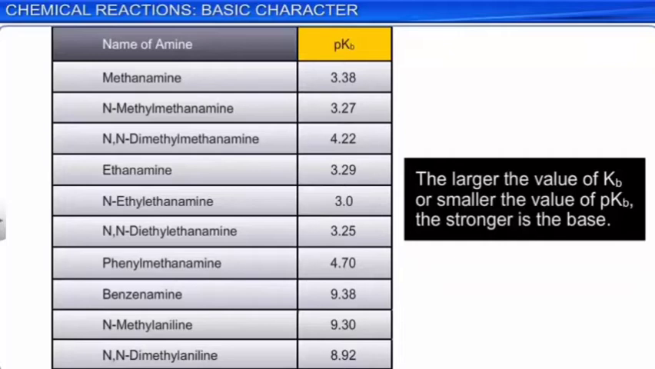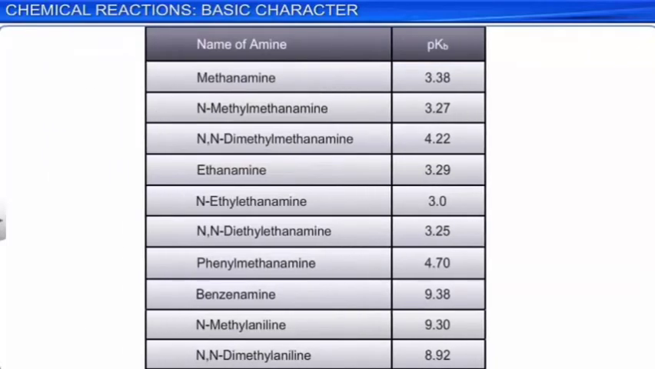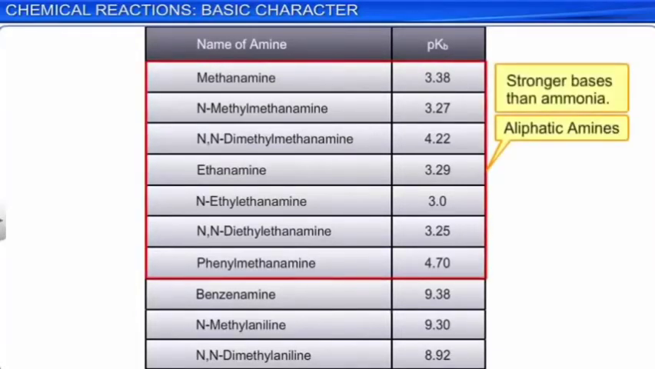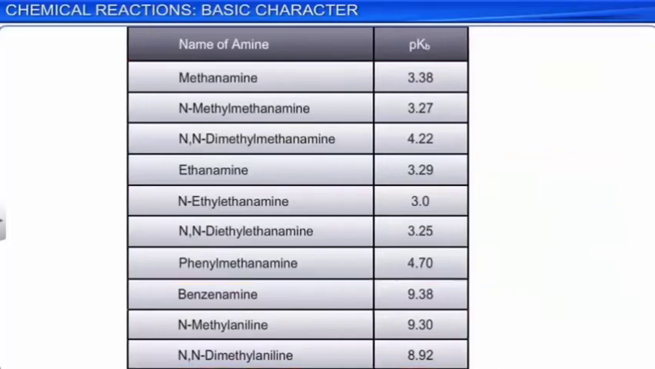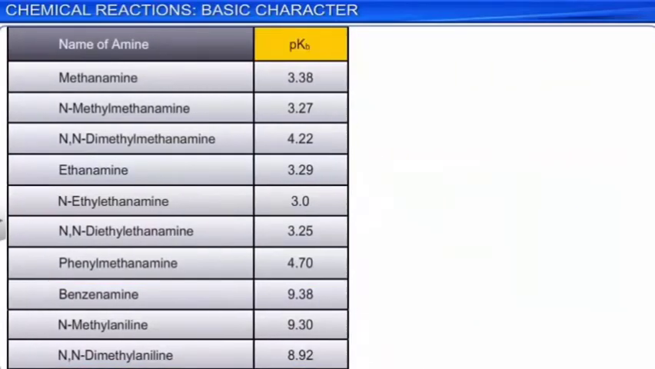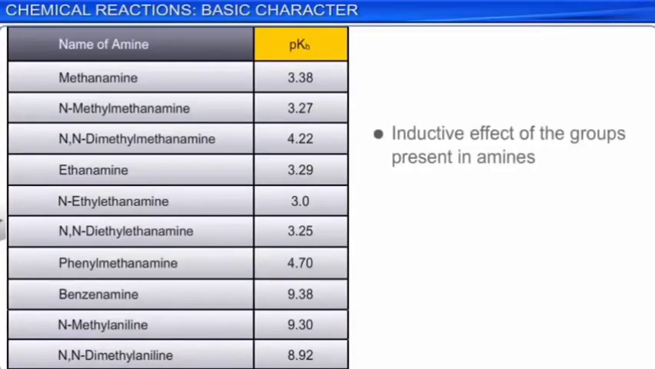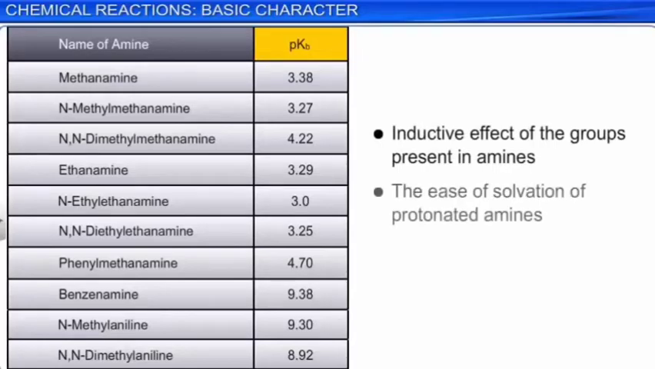By observing the pKb values listed in the table, we can see that aliphatic amines are stronger bases than ammonia. On the other hand, aromatic amines are weaker bases than ammonia. The Kb or pKb values of amines are affected by factors like the inductive effect of the groups present in amines, the ease of solvation of protonated amines, and steric hindrance.